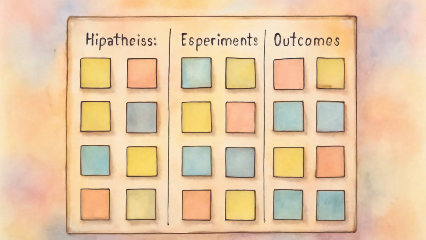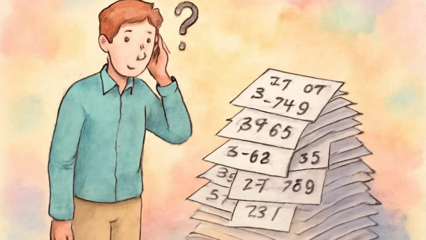To stay organized, document everything. Keep a simple spreadsheet or Notion board of your hypotheses, experiments, and outcomes. This helps you and your team track progress and make data-driven decisions instead of guessing.